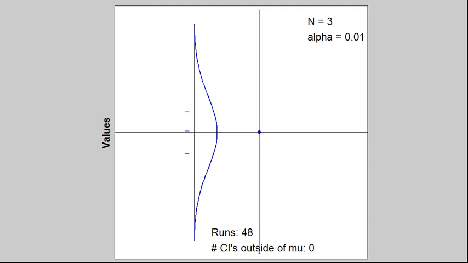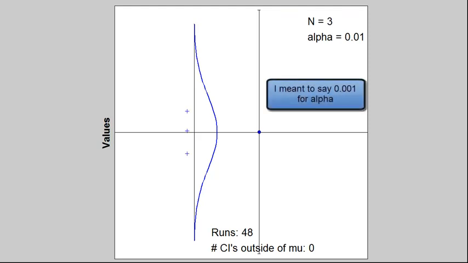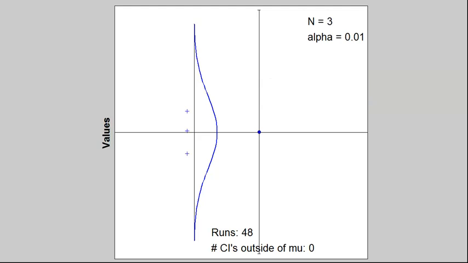If we wanted to, we could try alpha equal to 0.01. In that case, only 1 in 1,000 would miss it, and those error bars are even bigger and even more useless. So people have figured out that 95% provides a nice compromise between the width of the intervals and the number of times that you actually miss the true population mean.